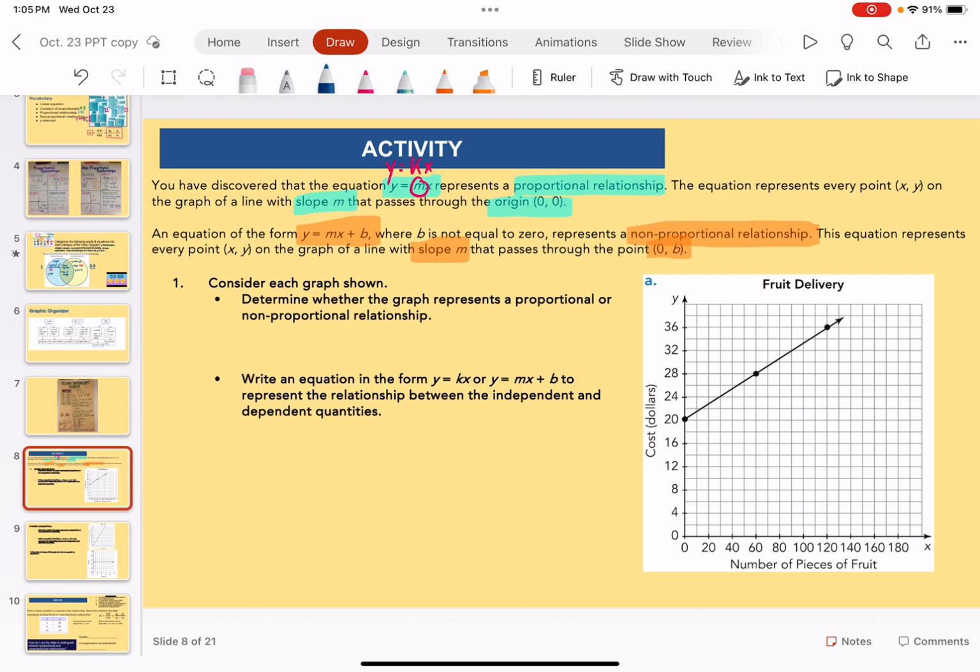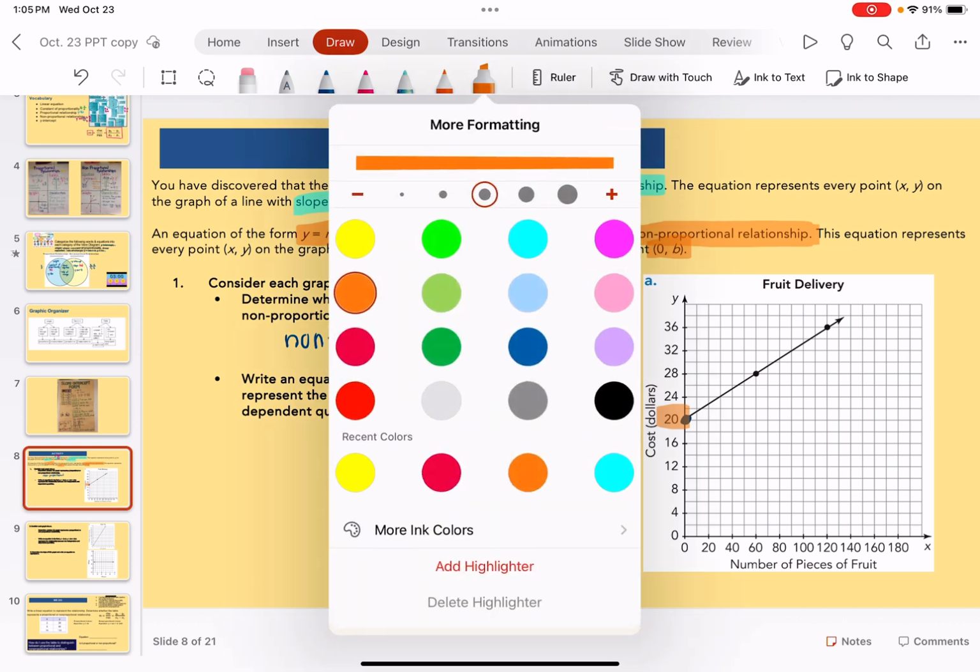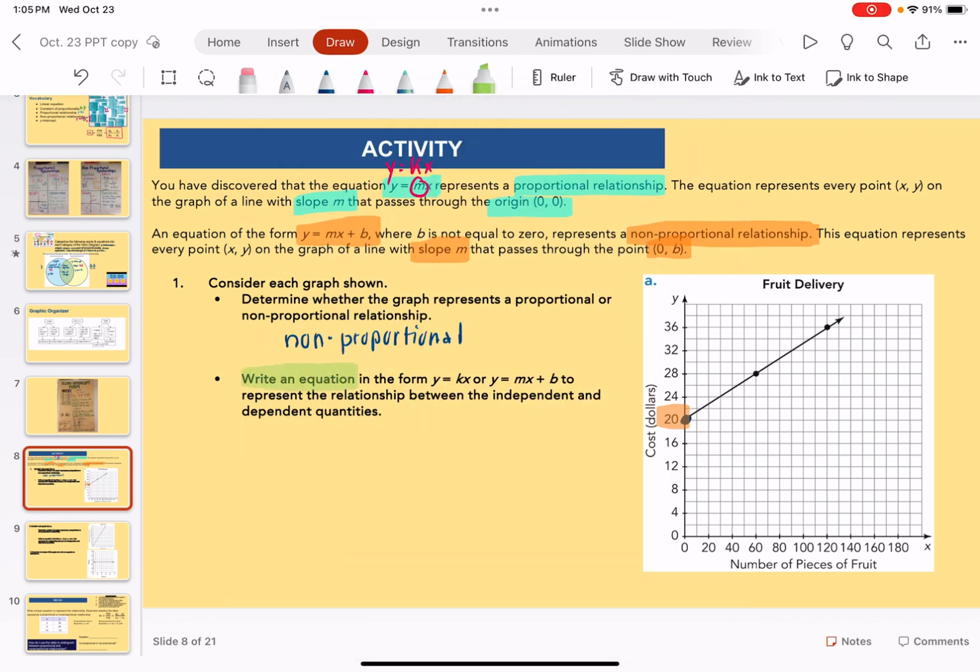So looking at this graph of fruit delivery, the number of pieces of fruit and the cost, we can see that it is going to be non-proportional. And the reason that it is non-proportional is because it has a y-intercept. The line does not go through the origin, right? It goes through this number 20 right here. Okay, so then the second part of the question is to write an equation in the form y equals kx or y equals mx plus b to represent the relationship between the independent and dependent quantities. So since this is a non-proportional relationship, we're going to use the form y is equal to mx plus b.